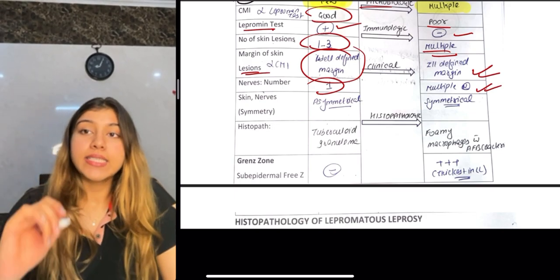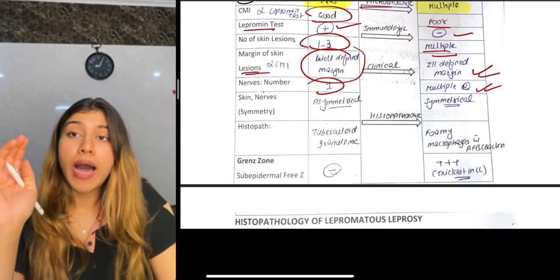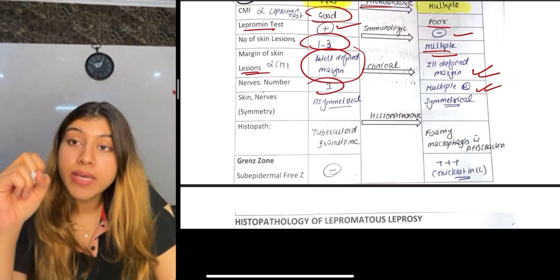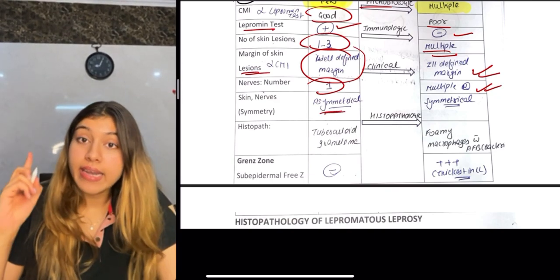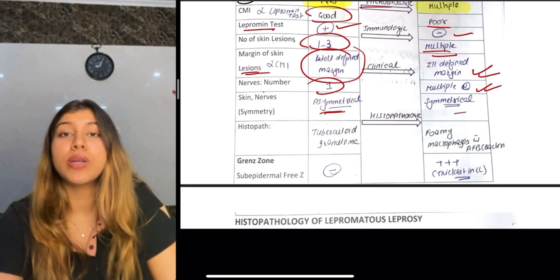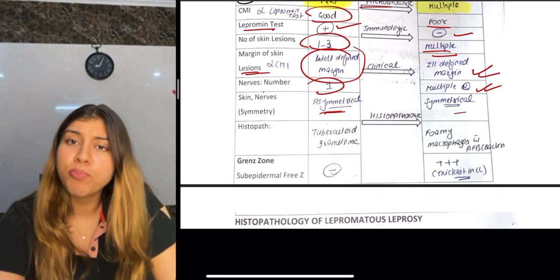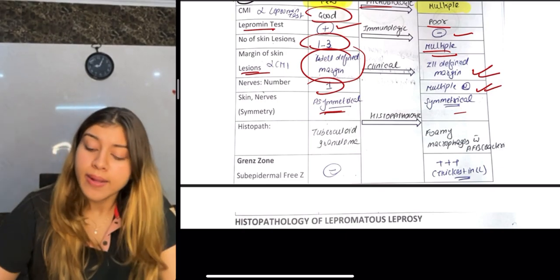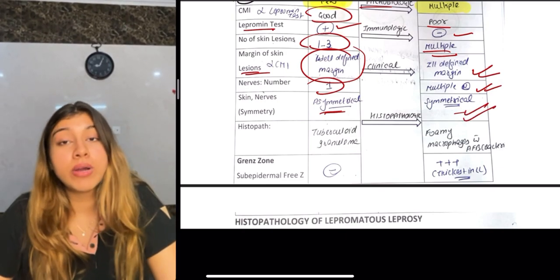Okay, next, your skin and nerves, are they going to be symmetrical or asymmetrical in tuberculoid type? It is going to be asymmetrical, whereas in lepromatous leprosy, since we know it is having a poor course, cell mediated immunity is poor, right? There are more bacteria present over here, more nerves are involved. That is why there is going to be symmetrical nerve and skin involvement.